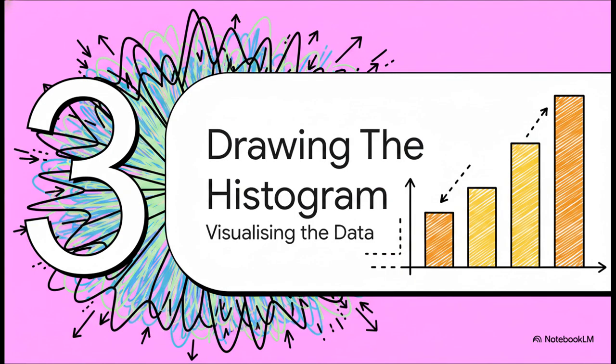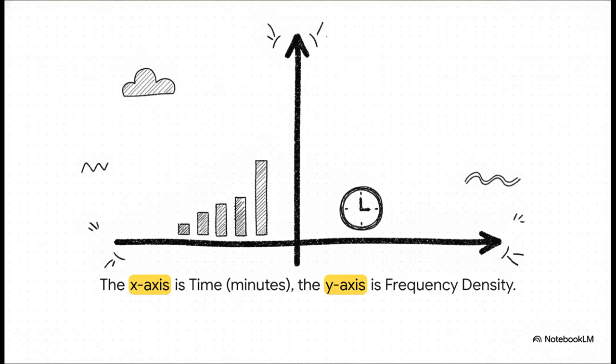All right, now that we've got our numbers crunched, we're ready for the fun part, actually drawing the histogram and visualizing this data. Okay, we start with a blank grid. The horizontal axis, that's our time. And the vertical axis, crucially, that's our frequency density. Don't just label it frequency, that's a classic mistake.